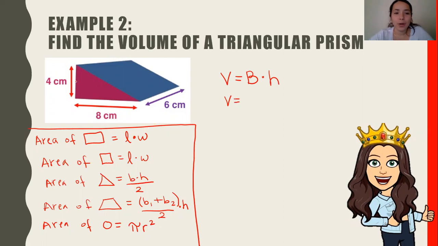So what shape is in purple? 4 centimeters and 8 centimeters. Okay, so you have the information, but what shape is that? A triangle. So right away, that means I have to find the area of a triangle. So what's the area of a triangle? Look in your little box. Which one's the area of a triangle?